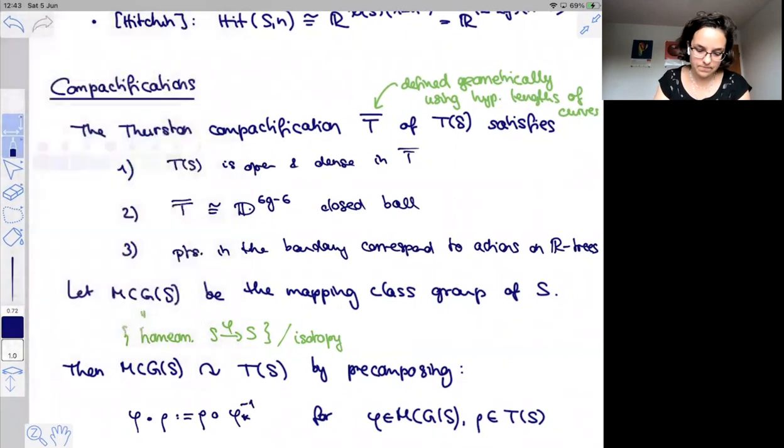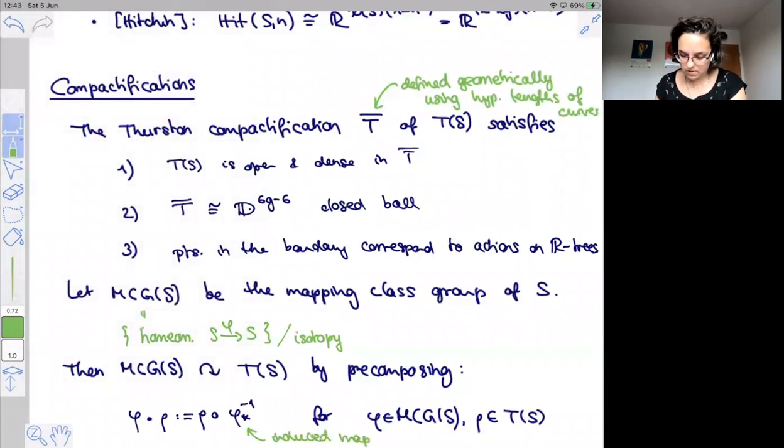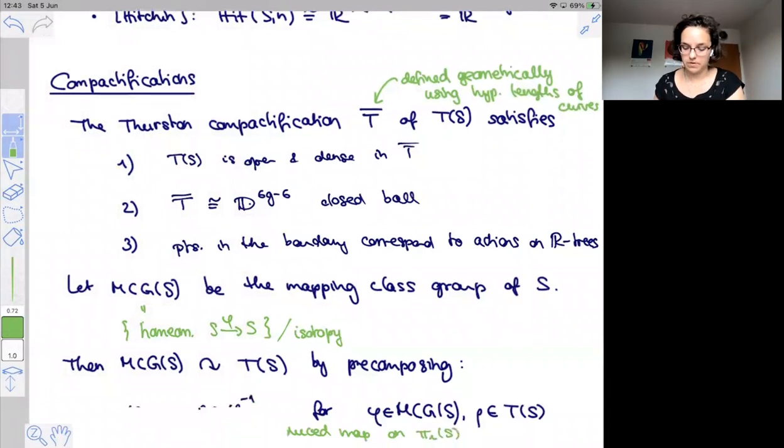So this is the induced map on the fundamental group of our surface.